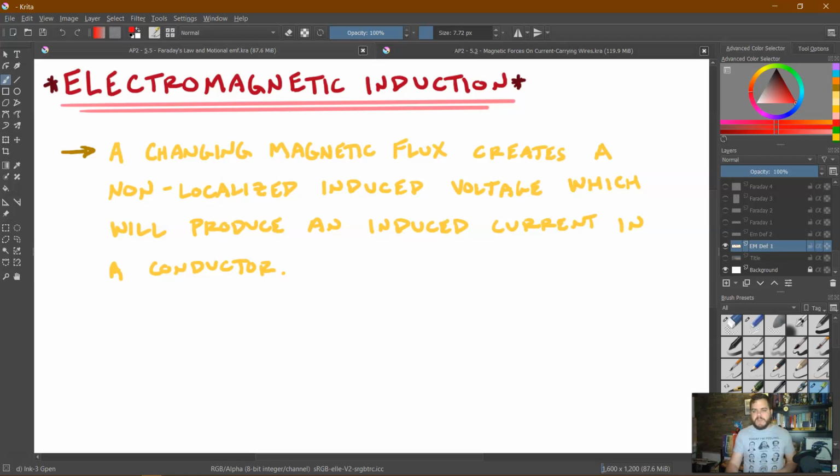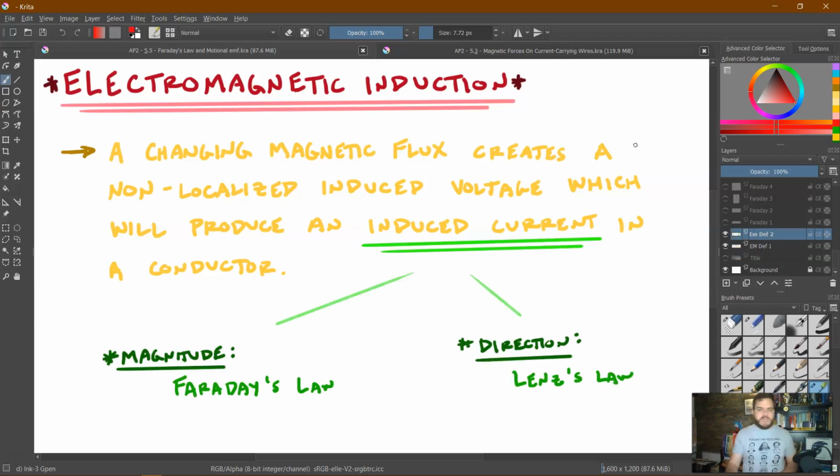And we already learned previously how we can determine the direction of that induced current using Lenz's law, remembering that nature abhors a change in flux, so that whenever we change the magnetic flux, the induced current generates its own magnetic field that will counteract that change in flux. But how do we figure out the magnitude? That is through something known as Faraday's law.